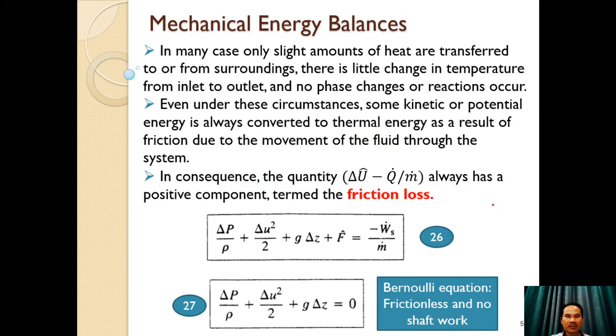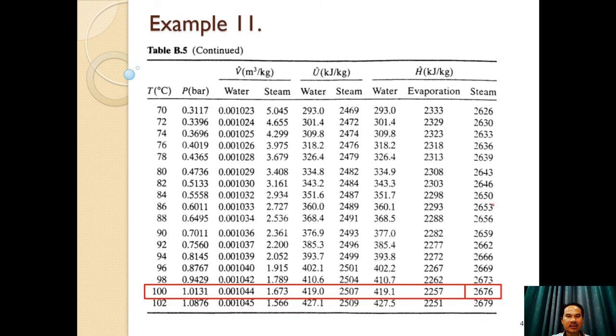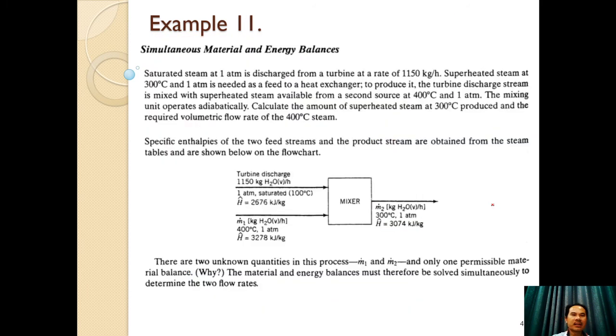For this example, another example for the internal energy balance. The last example we will show you is the simultaneous material and energy balance. For this case, you cannot use the material balance only, and you cannot solve by the energy balance only. We have to solve both material and energy balance simultaneously.